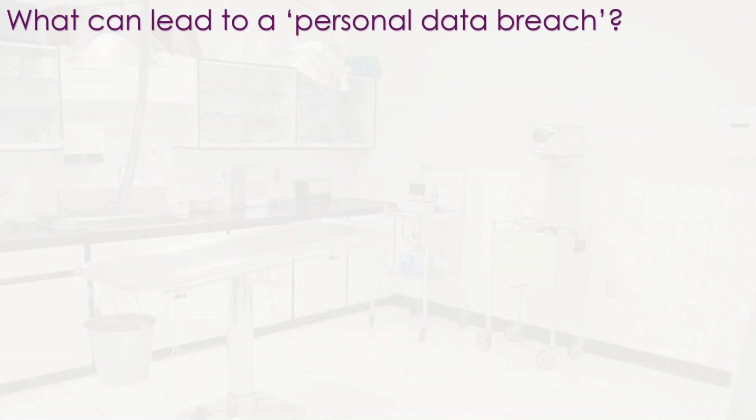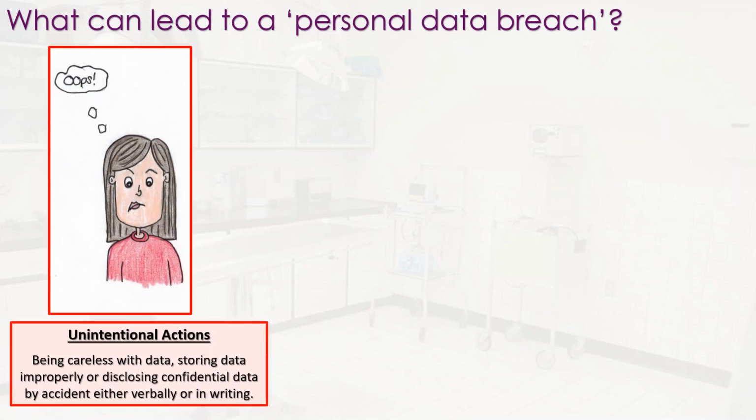So, now that we've learned what a data breach is, what exactly can lead to a data breach occurring? This can be broadly split into 3 categories. We have unintentional actions. This could be when somebody's being a little bit careless, when they've done something where it didn't even enter their mind that a data breach could occur.